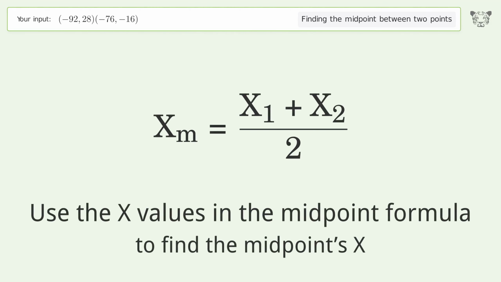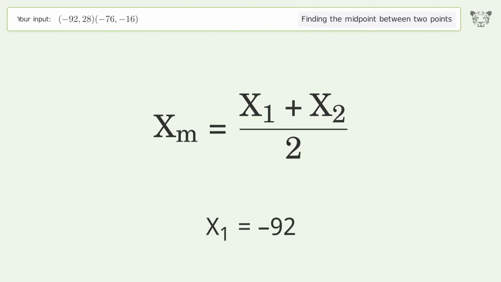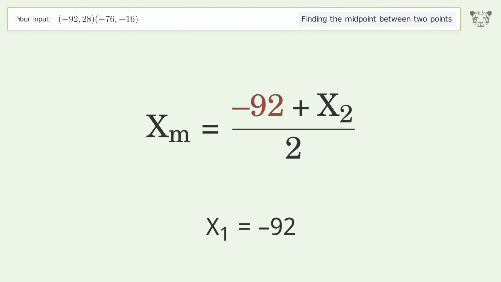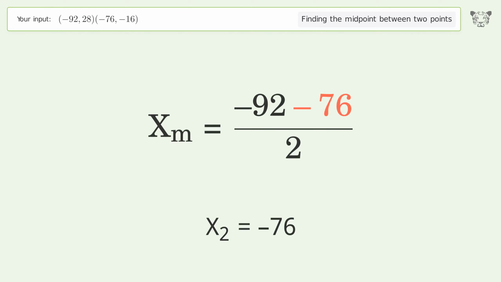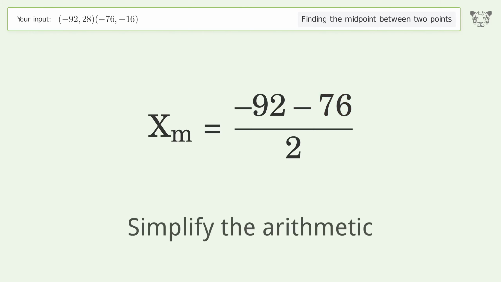Use the x values in the midpoint formula to find the midpoint's x. x1 equals negative 92. x2 equals negative 76. Simplify the arithmetic.